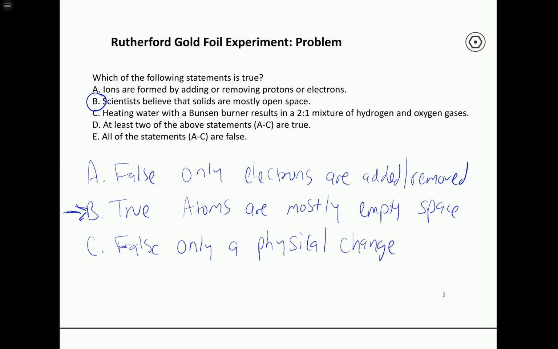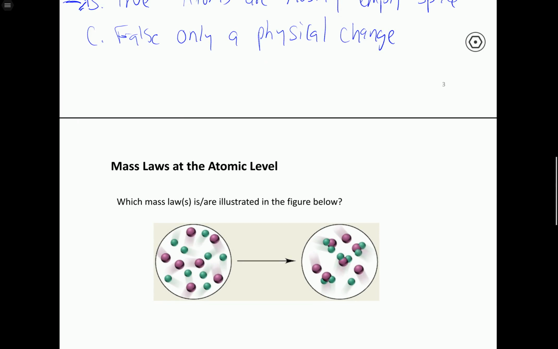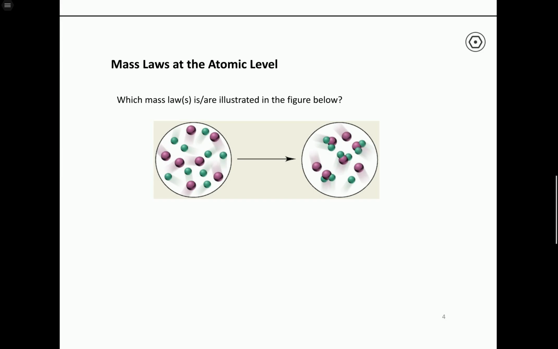So those ones don't worry about, but the ones that I'm going through in this presentation are going to be ones that you should be pretty familiar with at this point that we still had a little bit of trouble with. Now another question that some of us struggled with was the mass laws presented at the atomic level. So this is a holdover from the previous version of the textbook, which loved to show these sort of atomic molecular pictures of things and ask you conceptual questions about them. So here we have a collection of atoms, and they're combining in different ways, and we want to know which mass laws are illustrated in the figure below.